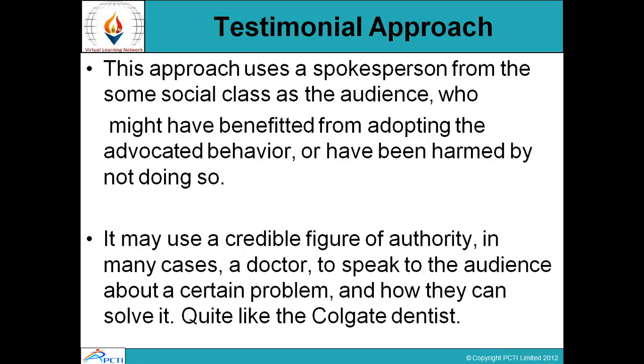It may use a credible figure of authority, in many cases a doctor, to speak to the audience about a certain problem and how they can solve it. Like the Colgate dentist follow this kind of approach. So the testimonial approach is a very good approach which benefits both the party for whom that testimonial is designed or advocated, and the other person who is actually getting benefit from this.